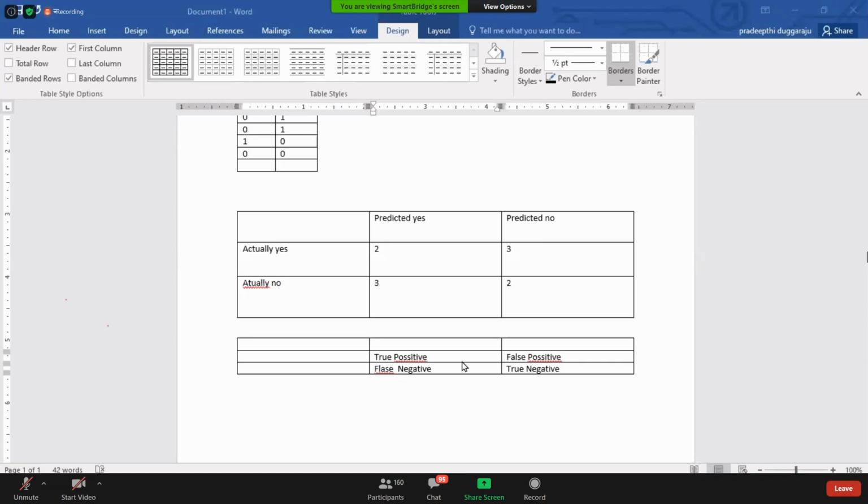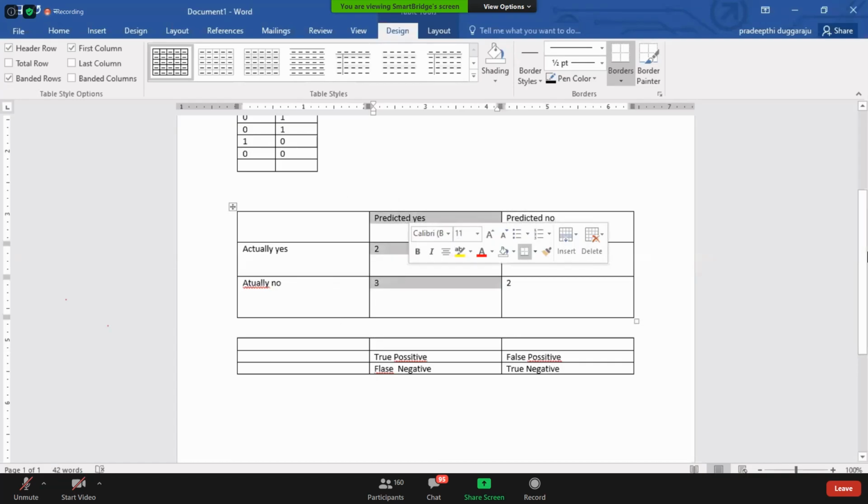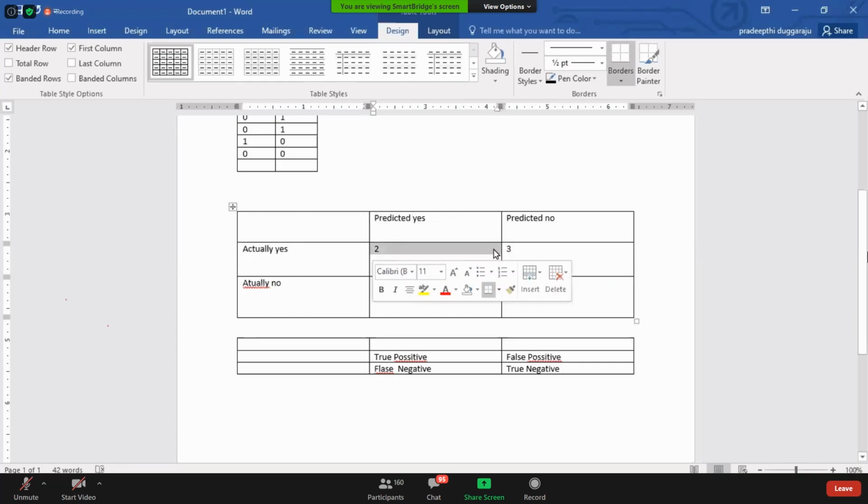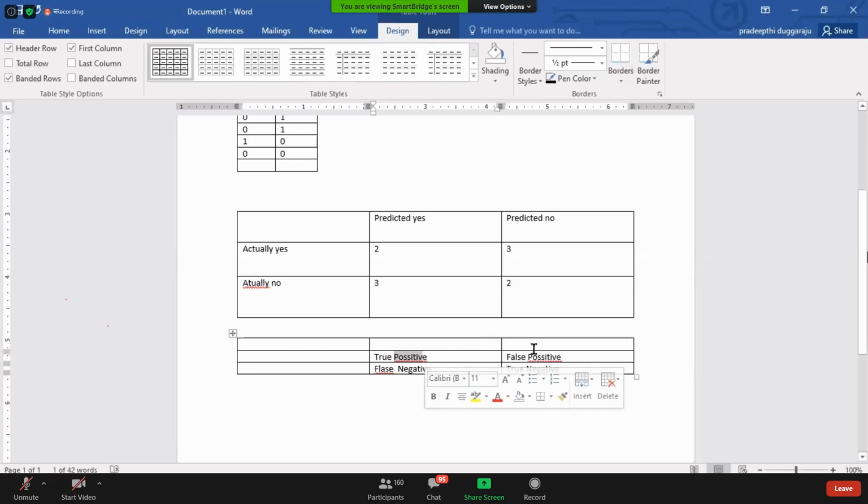Now actually I have considered the column wise things, but these are predictions, right? So predictions are not considered, row wise are considered. So here the whole row becomes positive, the whole row becomes positive, the whole row becomes negative, the whole row becomes negative.